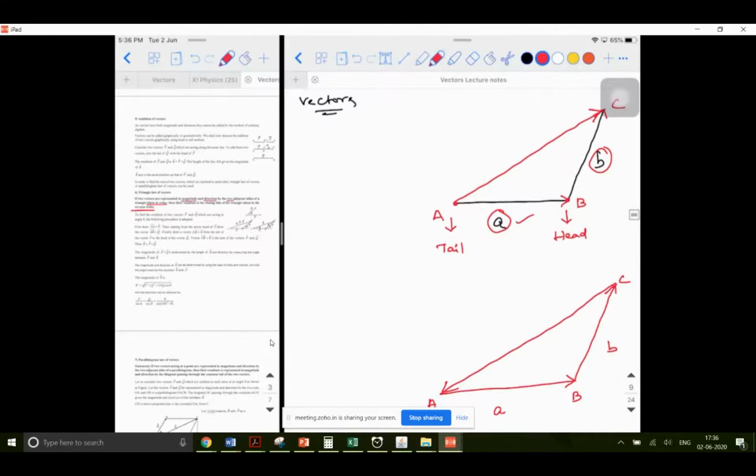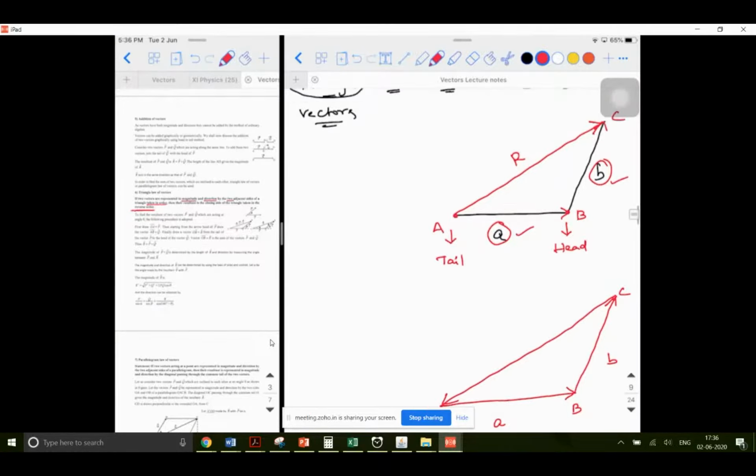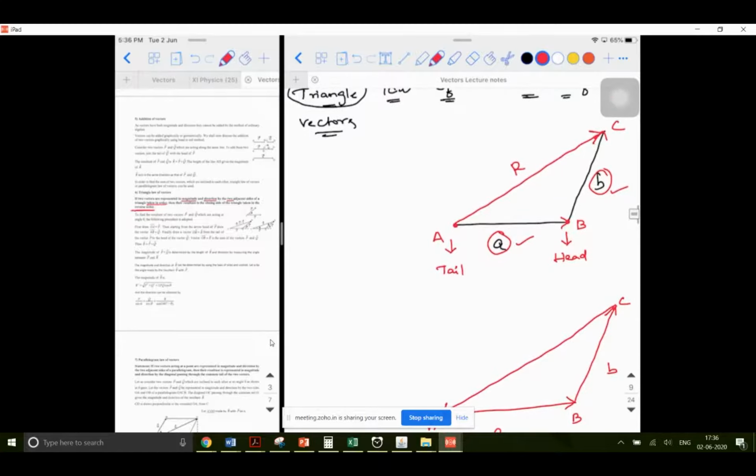If this is A vector, this is B vector, then I will call the resultant R. For resultant in this chapter, we'll be using the symbol capital R. Okay, have this in your mind. Then, which diagram is right? Is the first diagram right or the second diagram right, according to the statement that is given here? The first diagram, sir. Reason? It is the reverse order.